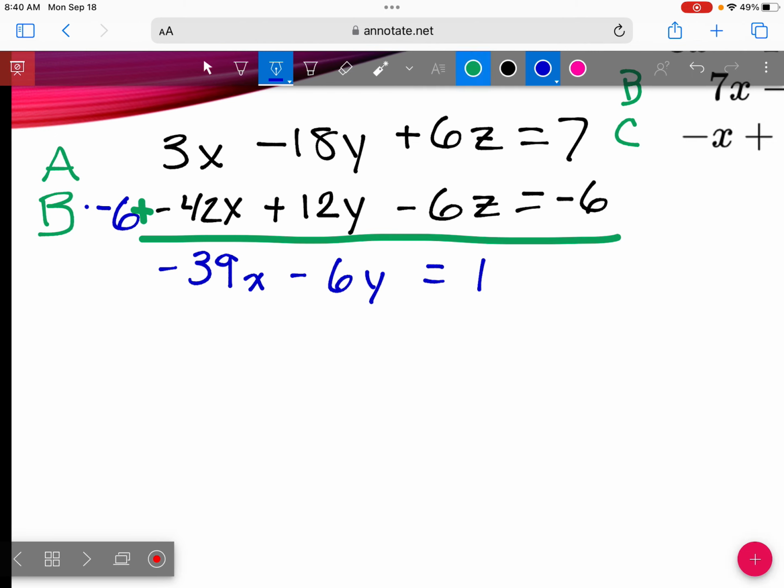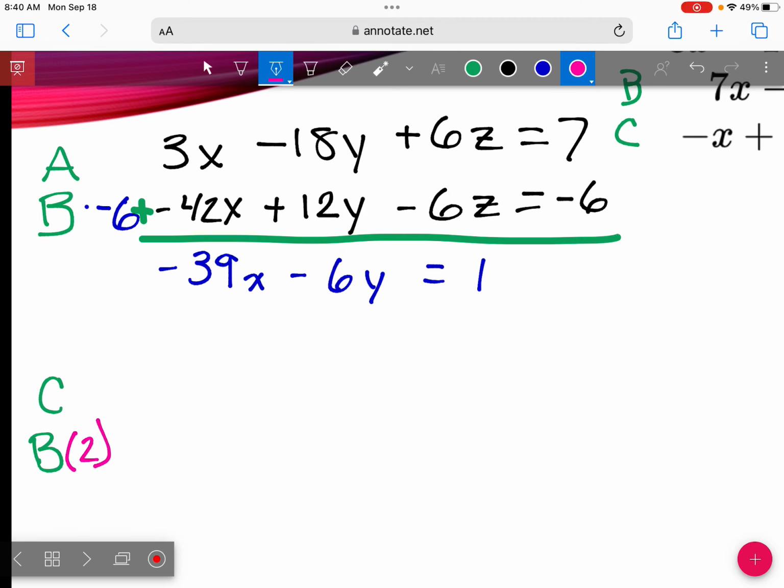Then I used a and b, which means I need to use my c equation. You have to use every equation at least once. Which one am I going to pair up with my c? A or b? B. What am I going to need to multiply b by in order for that to cancel out? -2. Just regular 2.